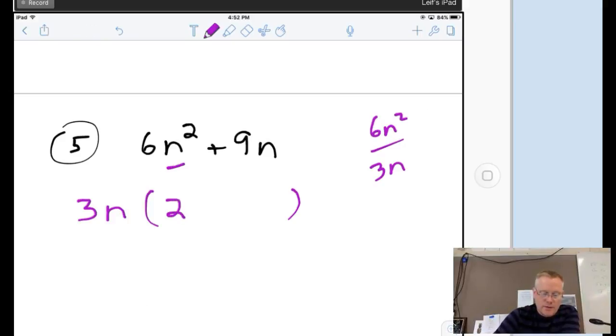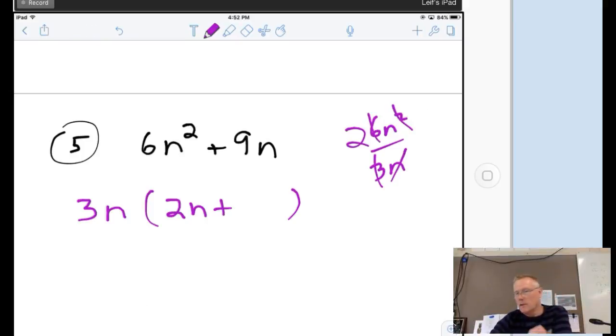I had two n's here. I pulled one out outside, which leaves me with one more n, okay? Or you could have gone n squared divided by n is also n. That cancels with the exponent. 6 divided by 3 is 2. That's another way to do it, which gives you 2n.